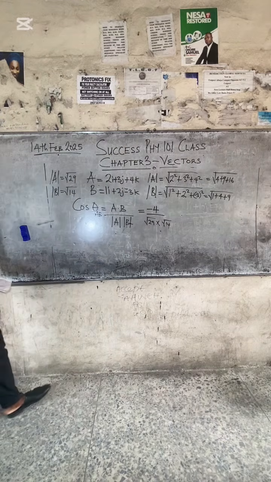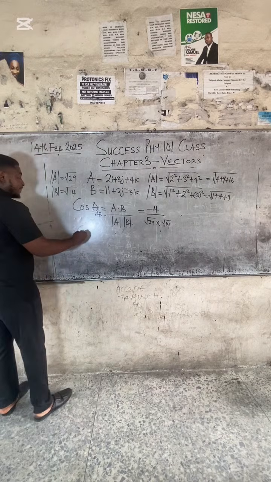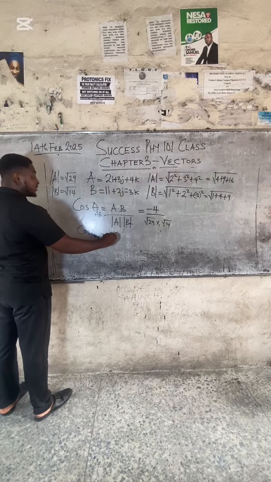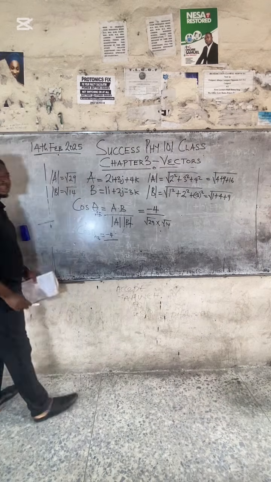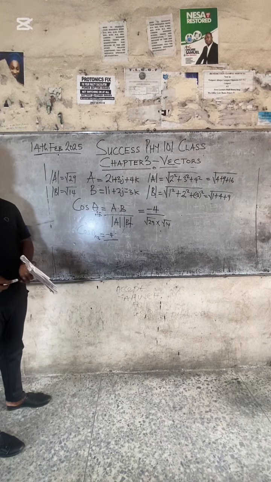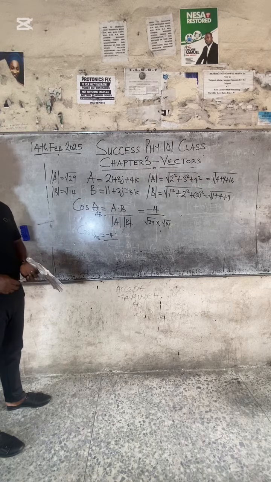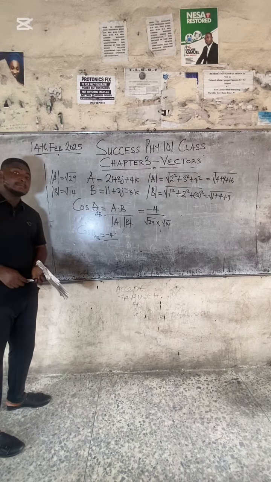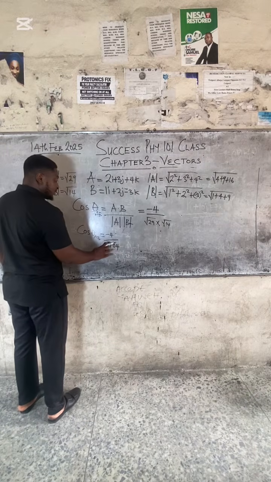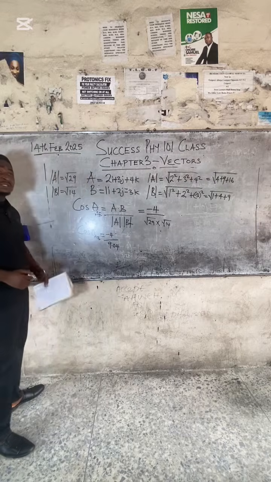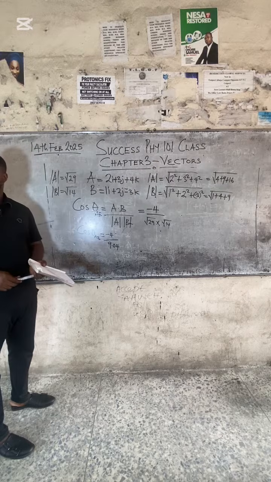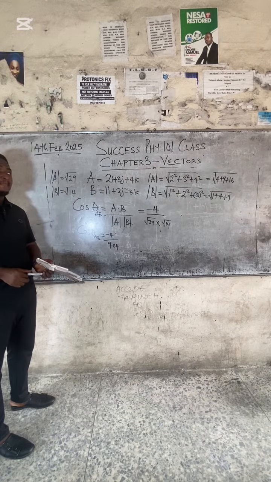Someone should do the math for us. Cos theta AB, that's the angle between A and B, is minus 4 all over. Who has done the math for us on that? Root 29 times root 14 is what? Square root of 29 times square root of 14. Everything together will give you what? 9.04. Class, is this correct? Square root of 29 times square root of 14. What's square root of 29 times square root of 14?